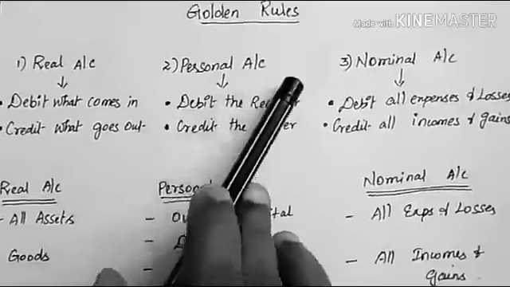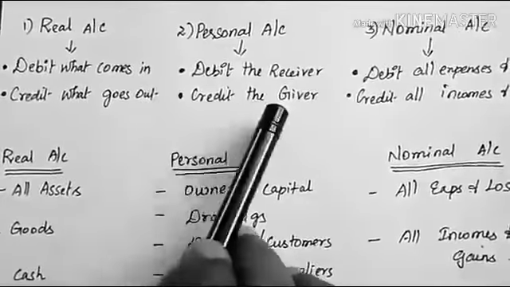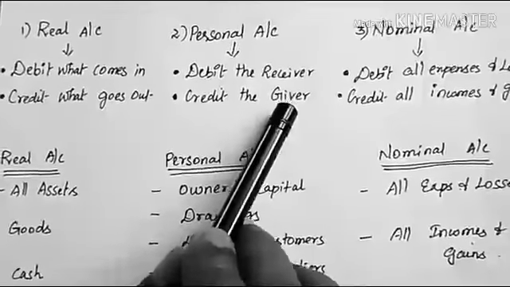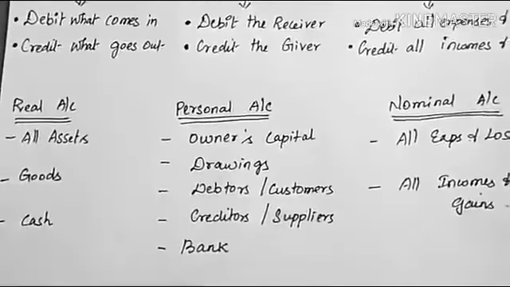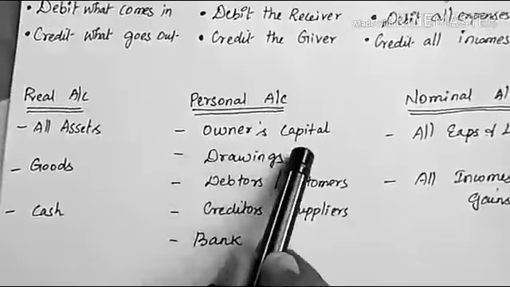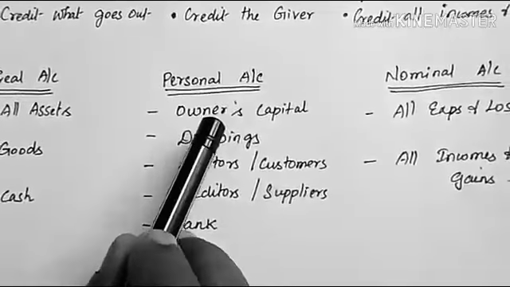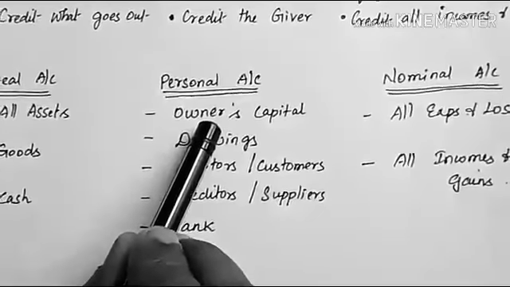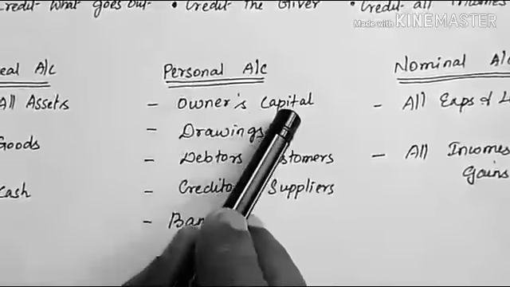The second one is personal account. The personal account rule is debit the receiver, credit the giver. Here the person is involved in the transaction. I have given some examples for personal account. Owner's capital, that is a proprietor. At the time of starting up a business, the proprietor needs to invest some amount as capital, no? So owner's capital is also a personal account. He is a person, no?